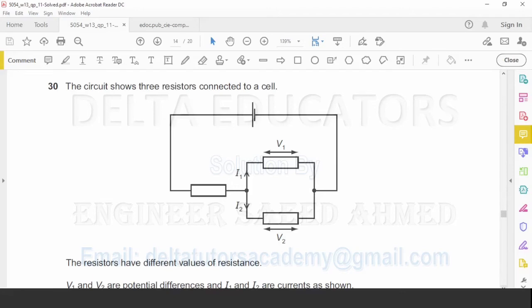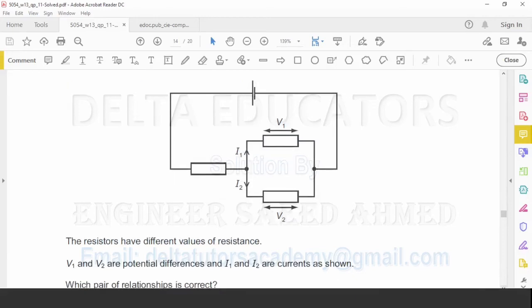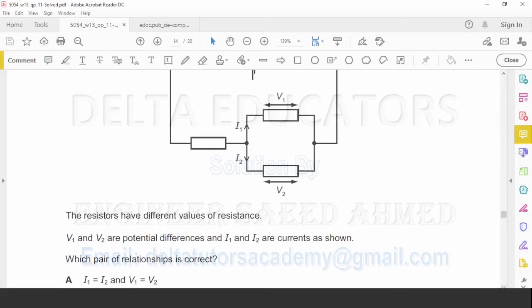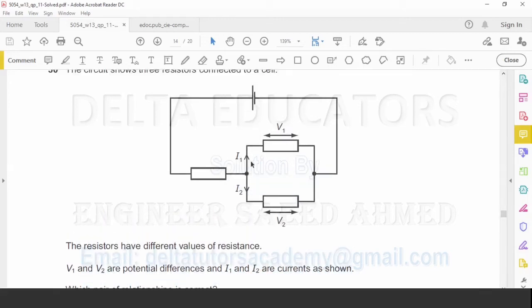Question number 30. The circuit shows 3 resistors connected to a cell. The resistors have different values of resistance. V1 and V2 are potential differences and I1 and I2 are currents as shown. Which pair of relationships is correct? In this circuit, here the current is I1, here the current flowing in the downward direction is I2. The voltage across this resistor is V2 and the voltage across this resistor is V1. Here it is given that both the resistors are different. Here the resistance of both the resistors is different.